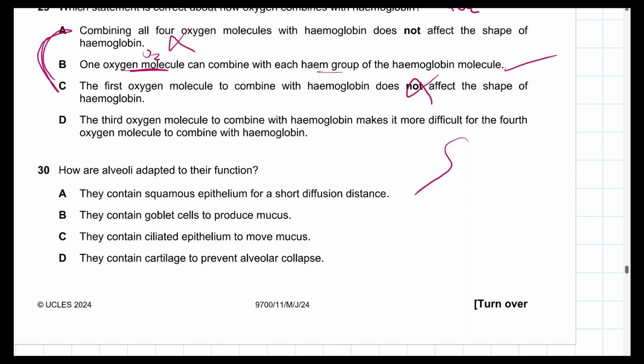For D, the third oxygen molecule to combine with hemoglobin makes it more difficult. Now this completely contrasts what we just said. It makes it easier for the fourth oxygen molecule to combine, not more difficult. Therefore, the only correct answer must be B.